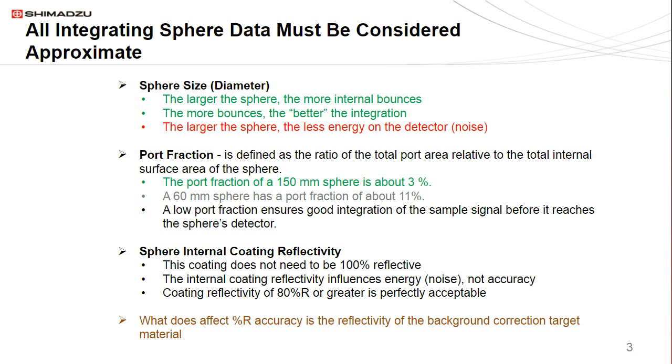Now, the very last part here. What does affect percent reflectance accuracy is the reflectivity of the target material for the background correction.